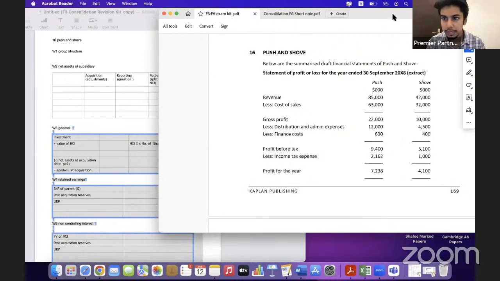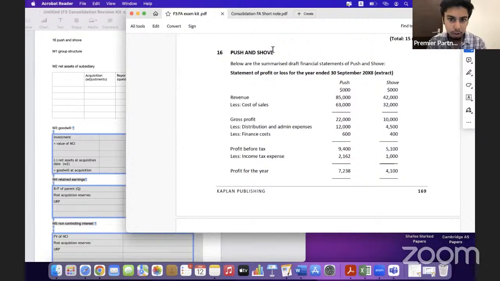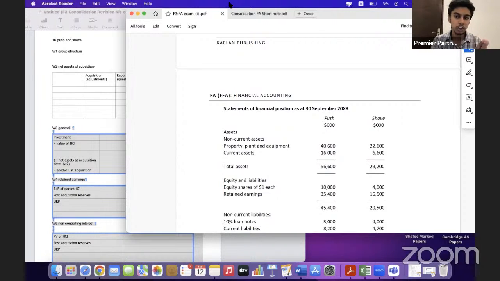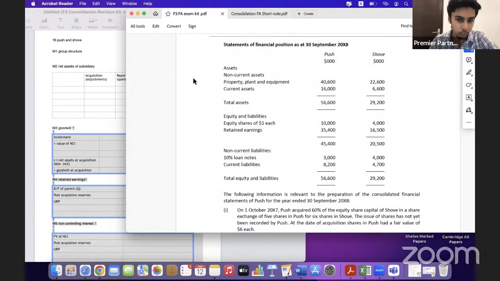Okay, now guys, look at this question that I have selected for you all. Right, it says, Push and Shove. Right, so again, we'll go with PNS. So now guys, they have given you, below are the summarized draft financial statements of PNS. Okay, now guys, can you see, they have given you an income statement. So this is an exam question where they are asking you to answer both sections of the income statement as well as the SOFP. So next week, I will do the income statement related adjustments. So today, guys, we'll focus on SOFP.